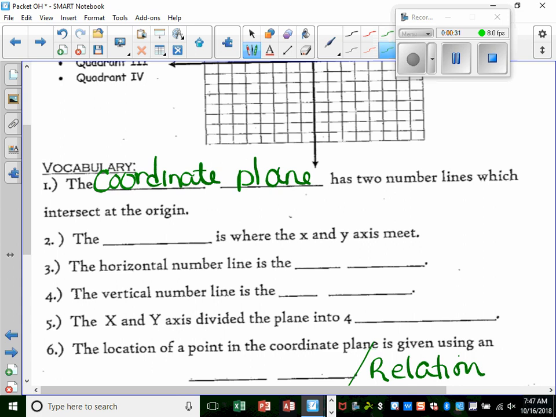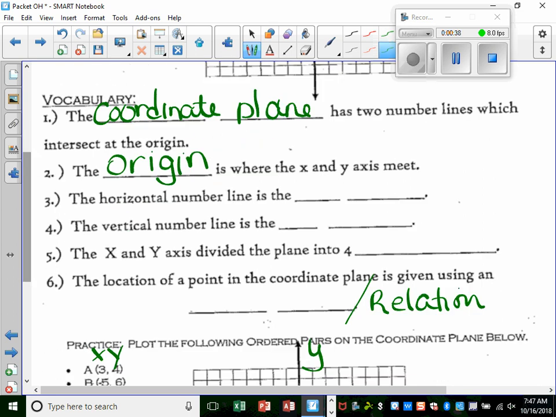Okay, the origin is where the X and Y meet. The horizontal number line is the X-axis. The vertical one is the Y-axis. The X and Y axes divide the plane into four quadrants.